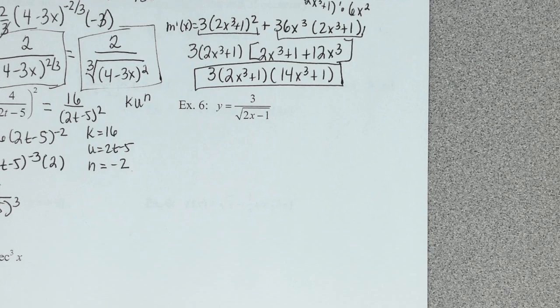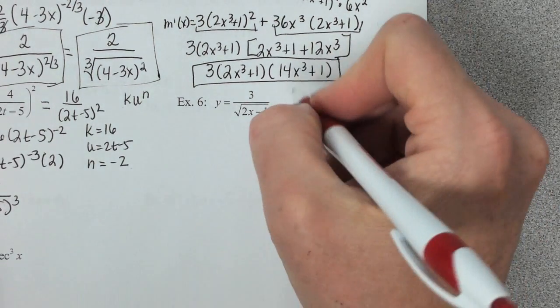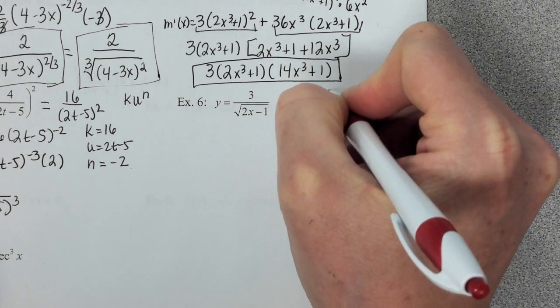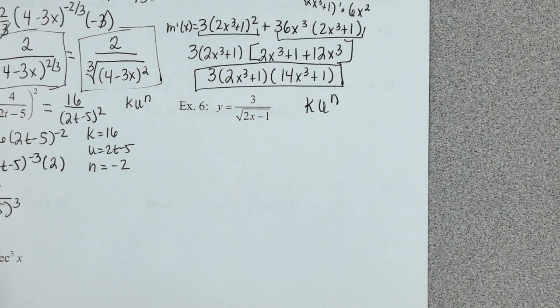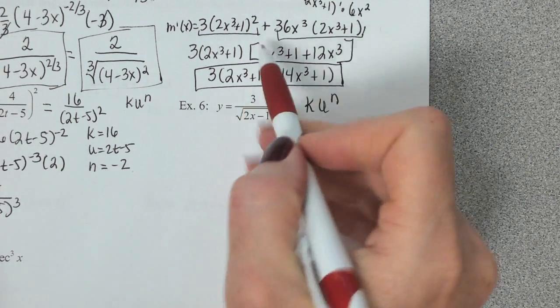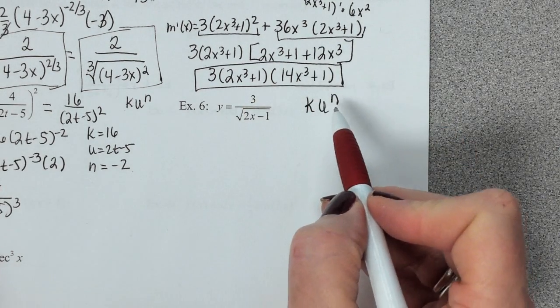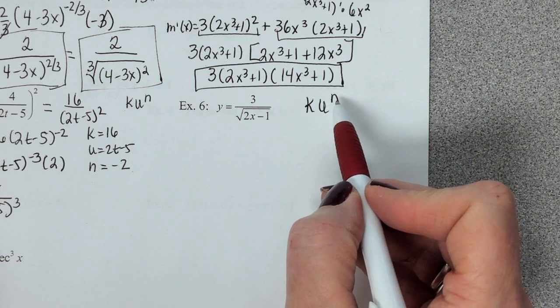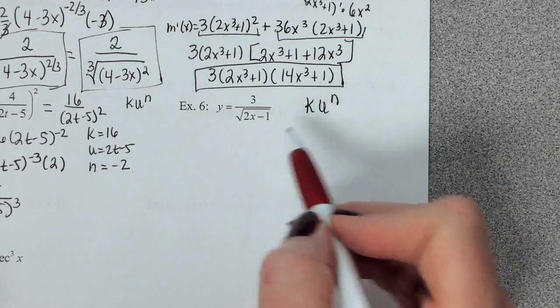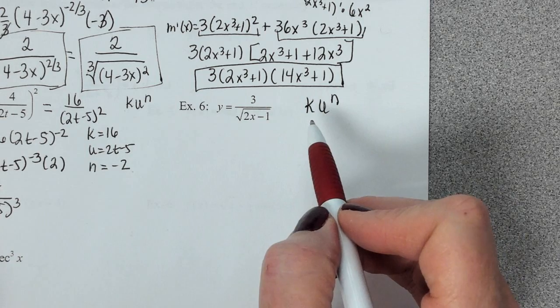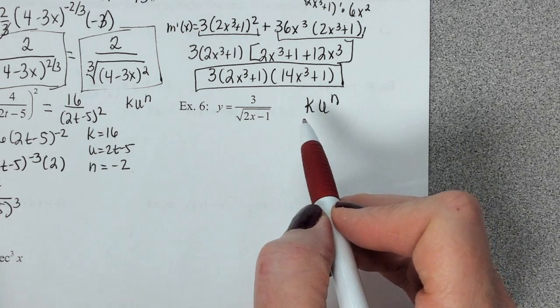Again, you don't want to start just by using the quotient rule. You want to look at this and determine, can you get it into k u to the n form? Try to do that. If you can write it that way, where k is just a constant, u can be in parentheses, n can be any exponent, then you will just have to use the chain rule and not anything else.